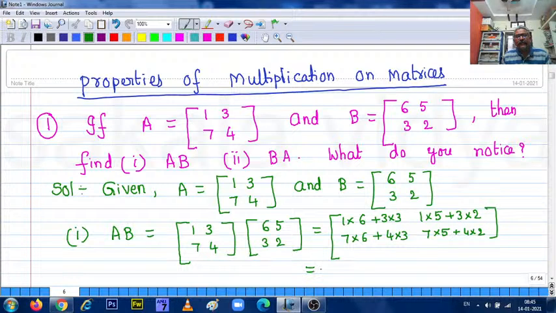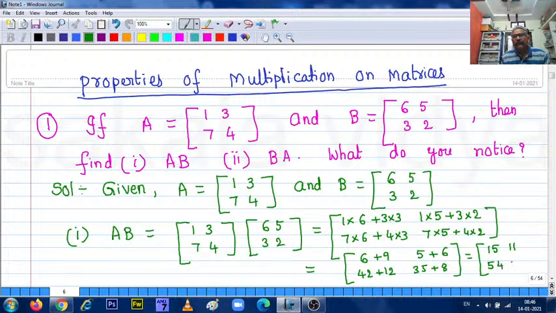So let us simplify. Now what do you get now here? 1 into 6, 6 plus 3 into 3, 9. 1 into 5, 5 plus 3 into 2, 6. 42 plus 12. 35 plus 8. So now 15, 11, 54, 43. This is AB.